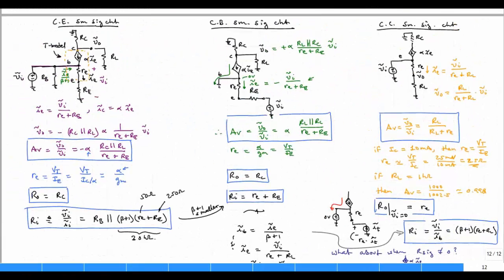Okay, I think I will stop here because this has gone through the basic analysis for gain, output resistance, and input resistance for each of these amplifiers, and then maybe we'll pick up in a separate lesson where we will just work some example problems involving these three types of amplifiers.